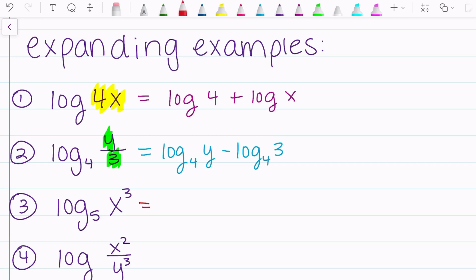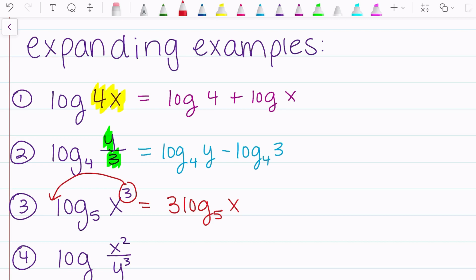All right, number 3, I have a power. So I'm going to move it to the front to expand it and write it as multiplying the log. Sorry, I'm going to make that 3 multiply the log instead of being an exponent. So this becomes 3 log base 5 of x is all you do there.